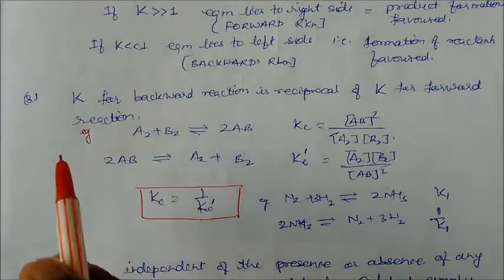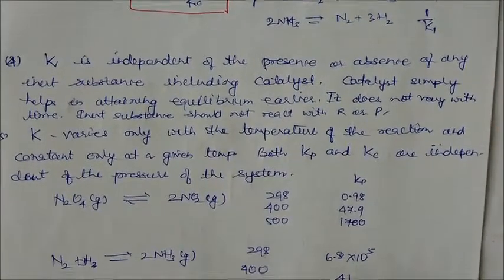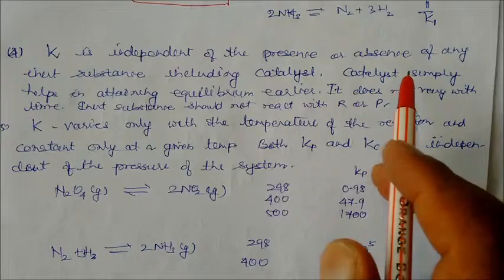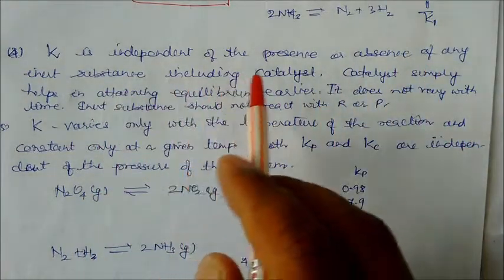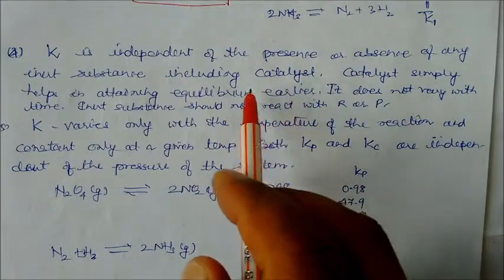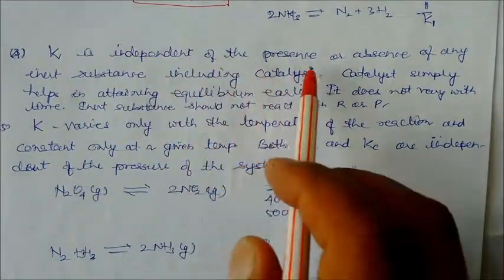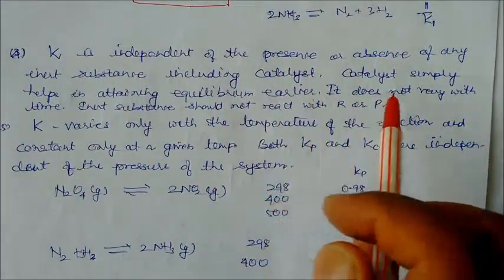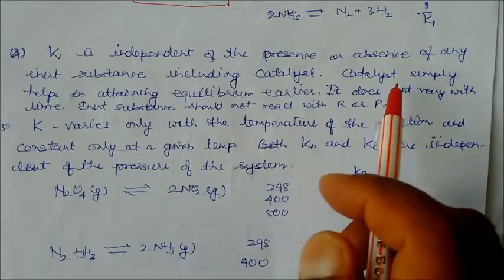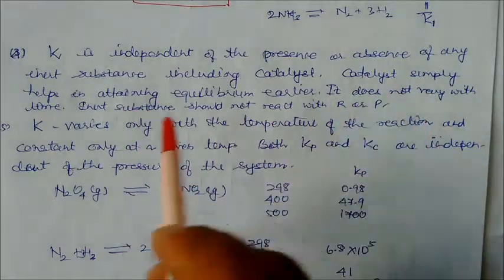Now the next one: Kc is independent of the presence or absence of any inert substance. Whether any inert substance is present or absent, including a catalyst also, Kc does not depend on it. It does not depend on the initial mass or concentration, the catalyst, or any inert substance. What is the use of a catalyst? It simply helps in attaining equilibrium earlier. So it does not vary with time.